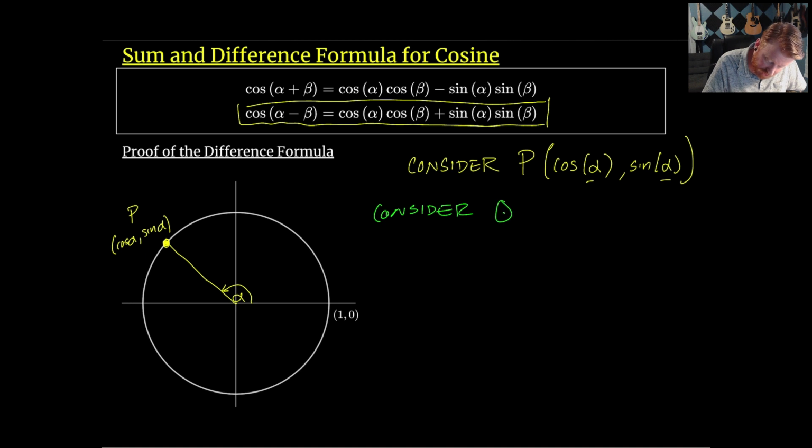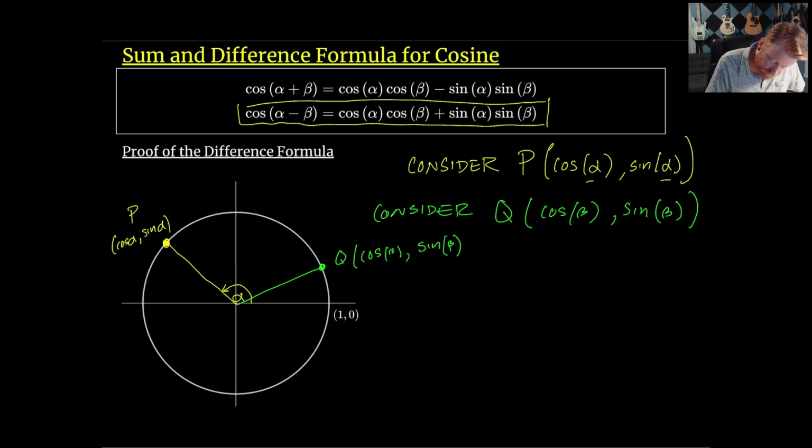some other point. We'll call it Q, and it will be at cosine beta, sine beta, which means that its terminal side is somewhere on this unit circle with an angle of beta. So we're just going to squeeze this in over here somewhere, and we will just call this point here Q. And this is going to be the cosine of beta, sine of beta. And that means that this angle here is beta.